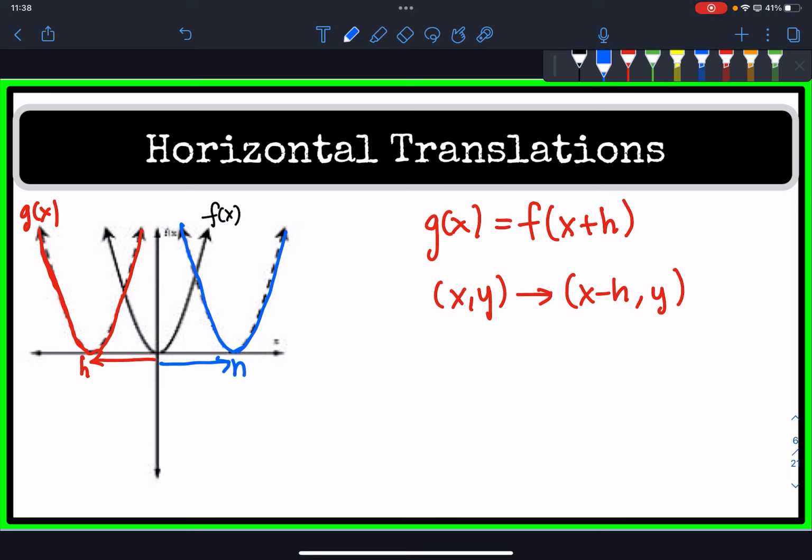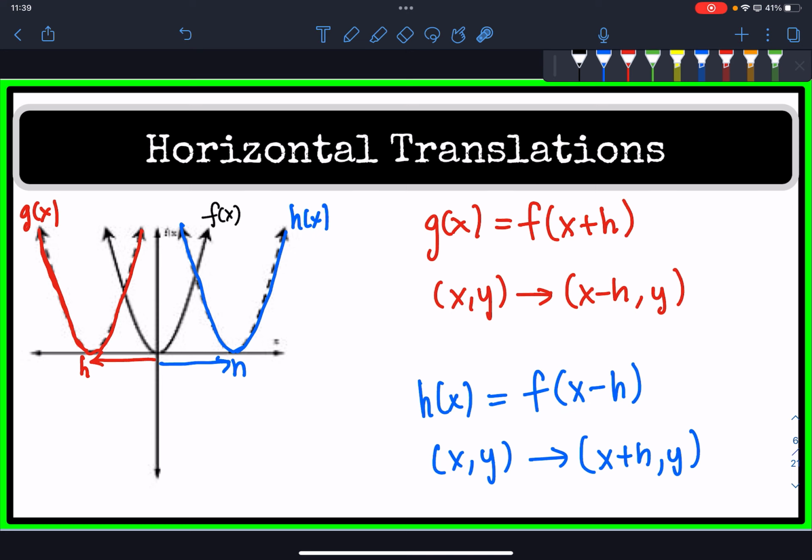So subtracting h from our x coordinate is going to shift it to the right, and adding is going to shift it to the left. So you end up moving in those directions.